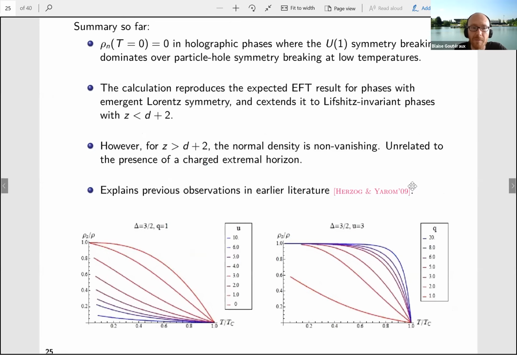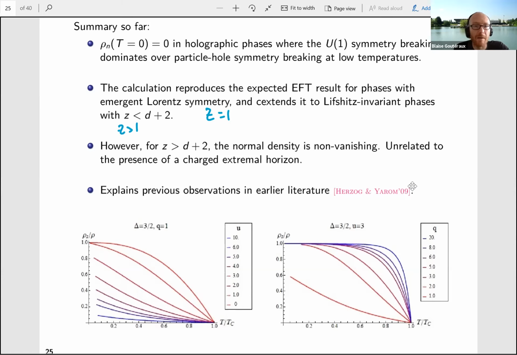So the summary so far is that the normal density vanishes in holographic phases where the U(1) symmetry breaking deformation dominates over the particle-hole symmetry breaking deformations at low temperatures. And as I've tried to explain, the calculation we've done reproduces the expected EFT result for phases that have an emergent Lorentz symmetry, by which I mean z equal 1 in the IR. And it extends it to Lifshitz-invariant phases with z less than d plus 2. We show that the same formula is still true when z is greater than 1.